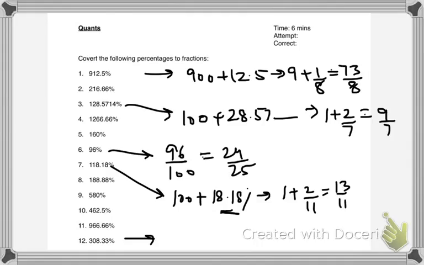Now we move on to the last, that is 308.33. This can be broken down easily if you remember 1 by 12. That is 300 plus 8.33, and 300 gives you 3 and 8.33 is equivalent to 1 by 12. So overall it gives you 37 by 12.